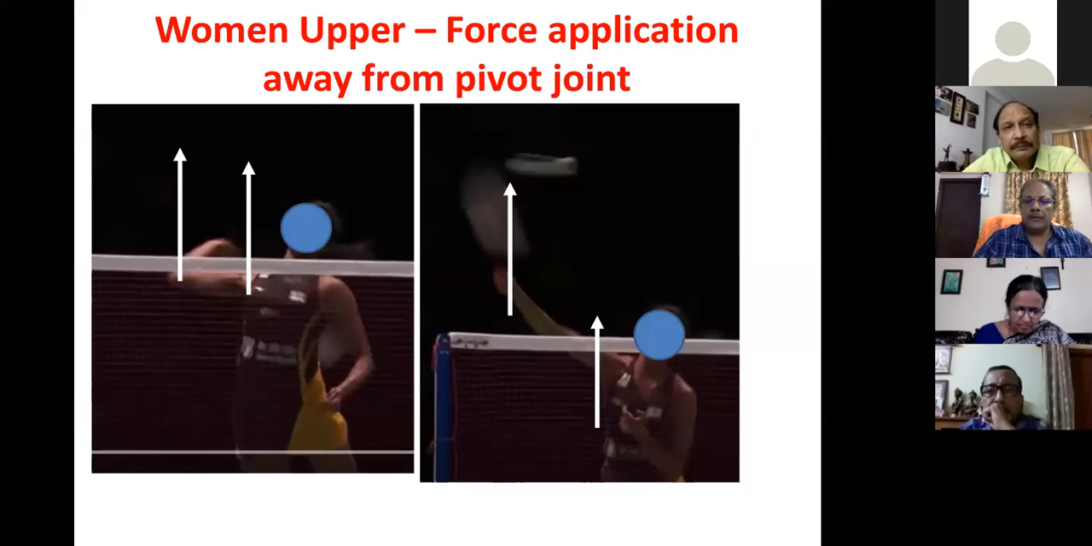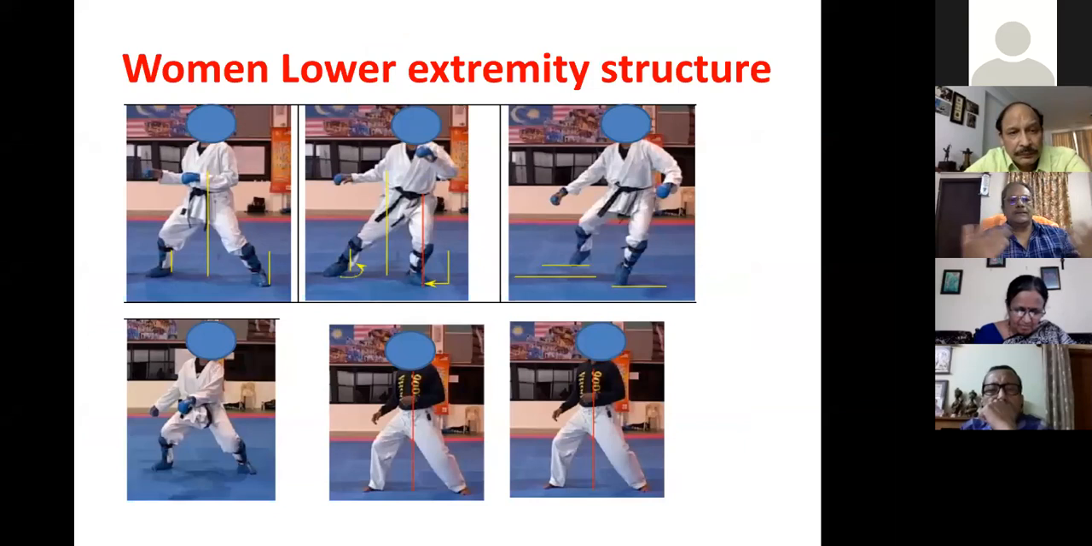Okay. Now, similarly, the lower extremity structures. Now, this is a girl, this is a sports karate athlete. When the karate person is doing the combat, you find that most of the time, the knee joint, they'll be keeping on bouncing. So if their toes are facing inward, normally what happens is that there is medial movement of the knee. So the knee joint will be moving medially and laterally.